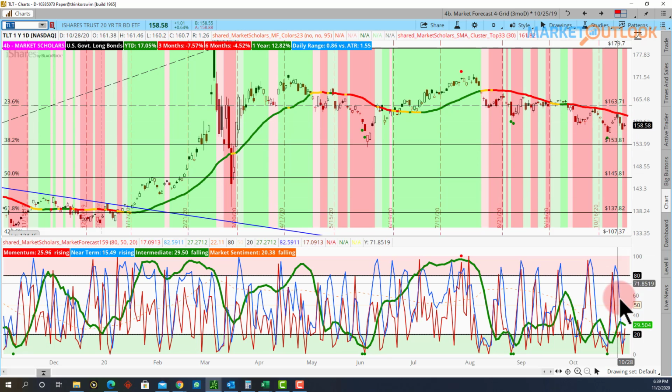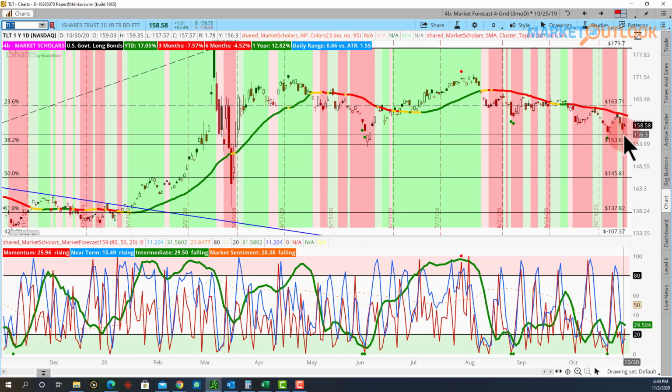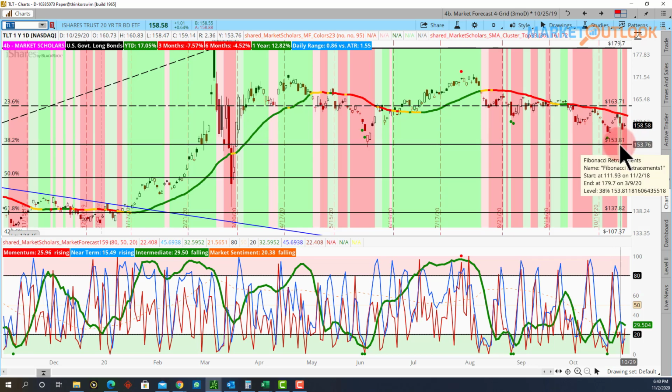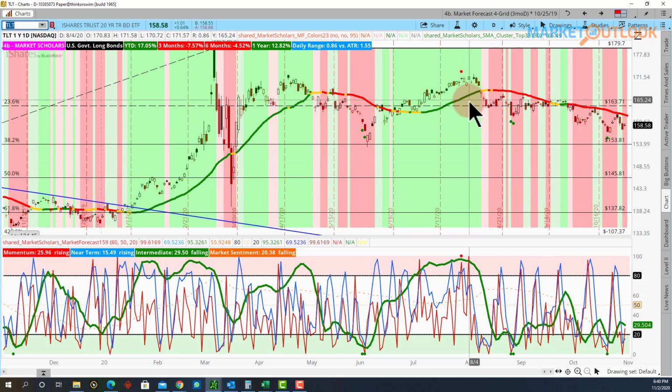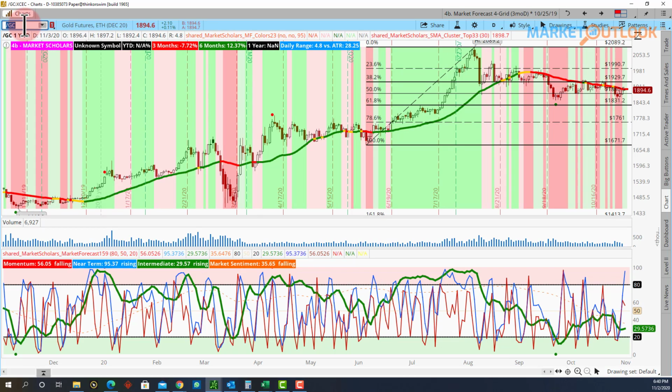In fact, if you notice, market sentiment's actually still falling. It's almost close to falling in the reversal zone itself after getting an oversold cluster over here. So we'll keep an eye on that 38% Fibonacci retracement level, because once you break that, then we can move all the way down to 138.25. And long-term bonds have been so bullish that we probably won't break that until we establish the new bullish trend.